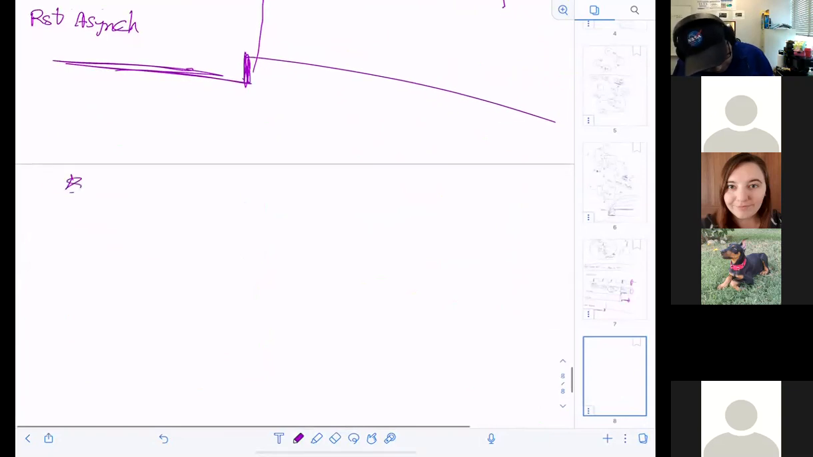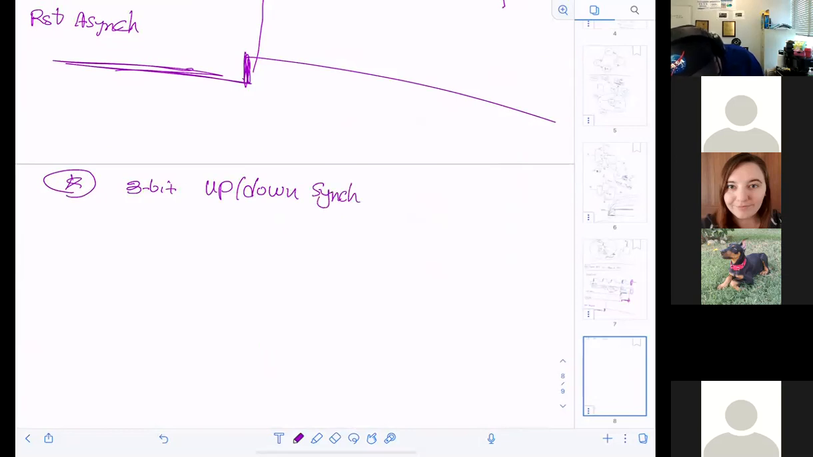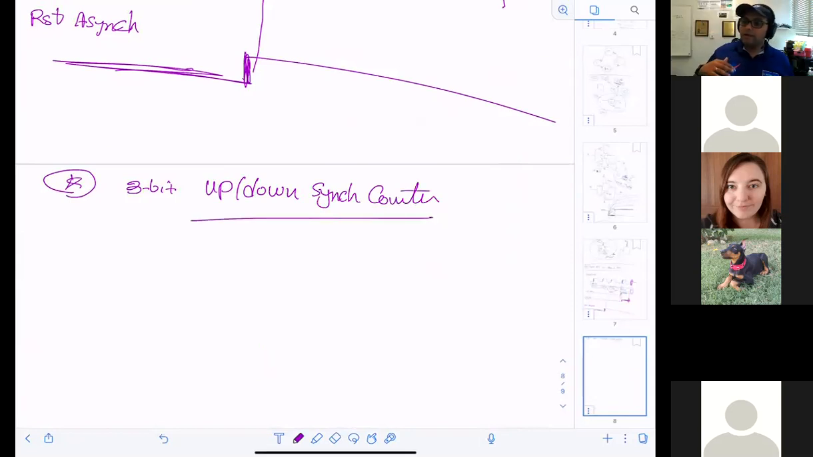Okay, now the third or the fourth object we need to talk about today is what? Up-down counter. So if I ask you to design a 3-bit up-down synchronized counter, I cannot go up and down without having an external input or an external signal that will control the movement. Do you guys agree?